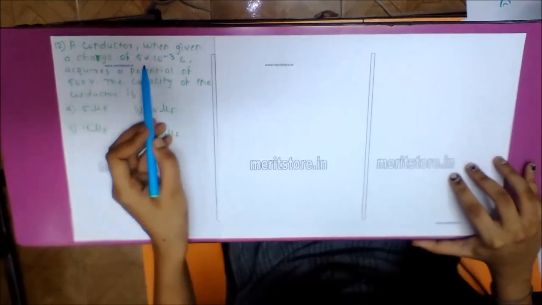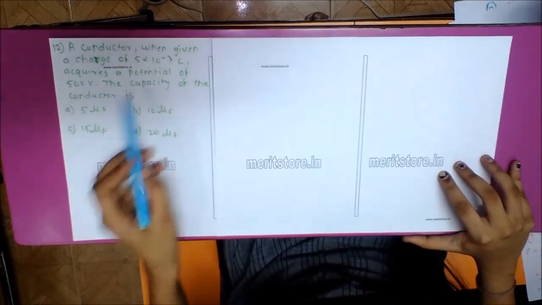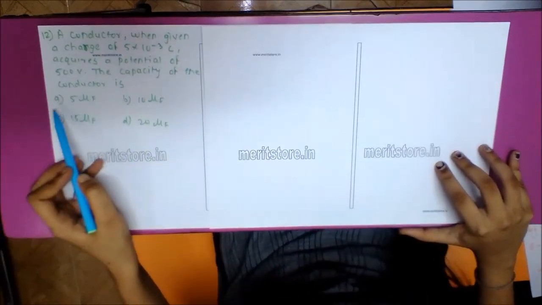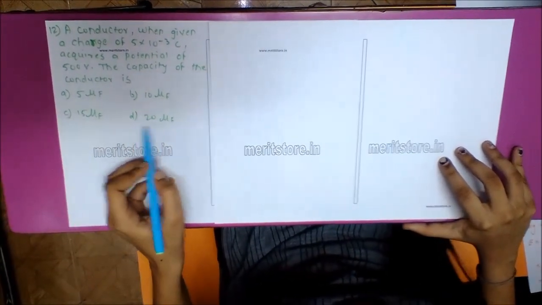A given charge of 5 into 10 raised to minus 3 coulomb acquires a potential of 500 volt. The capacity of the conductor is: A. 5 mu F, B. 10 mu F, C. 15 mu F, D. 20 mu F.